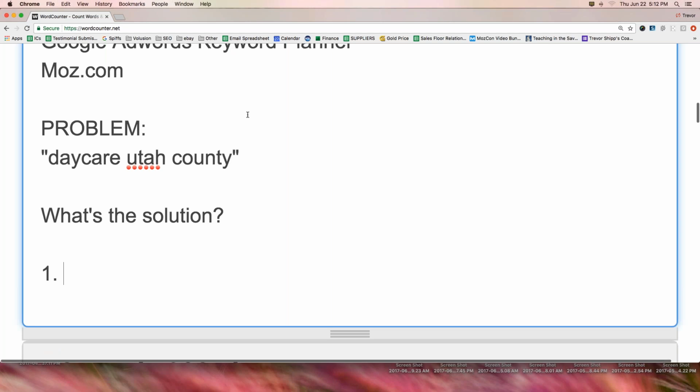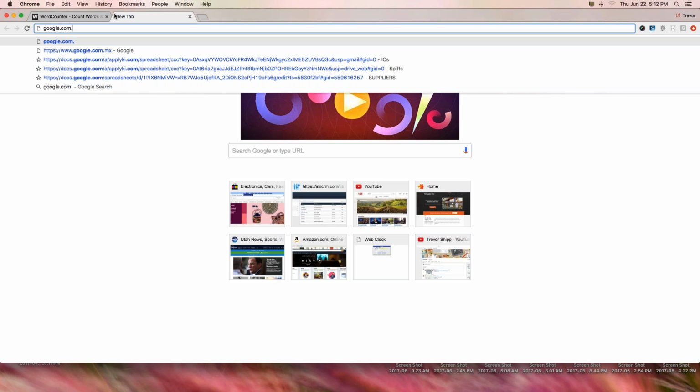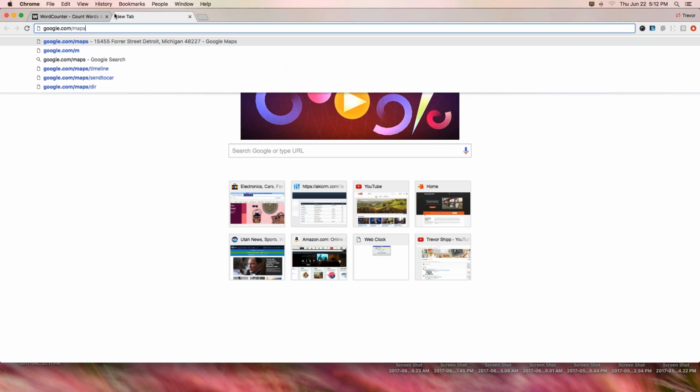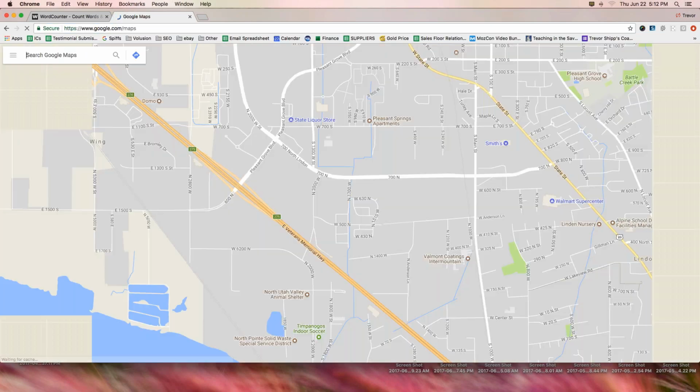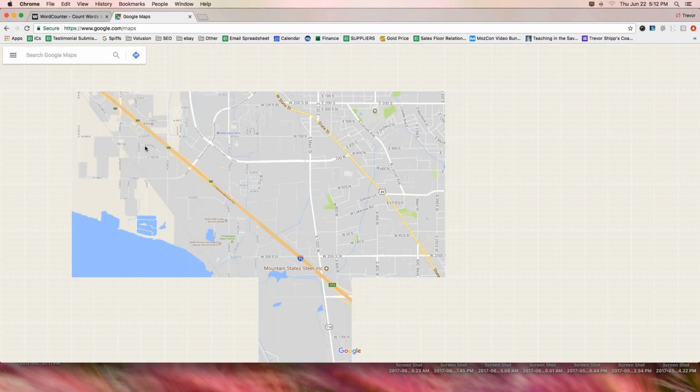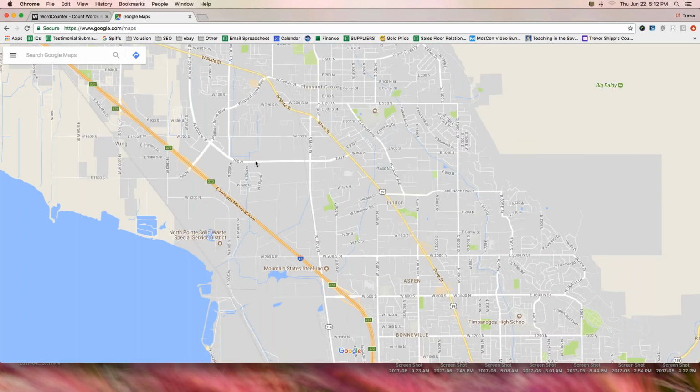Trying to think how I want to describe this. Let me tell you this. So in this example, I don't know how many of you know where this is. Let me show you a map to give you some perspective. Okay, I'm going to show you where Pleasant Grove, Utah is.